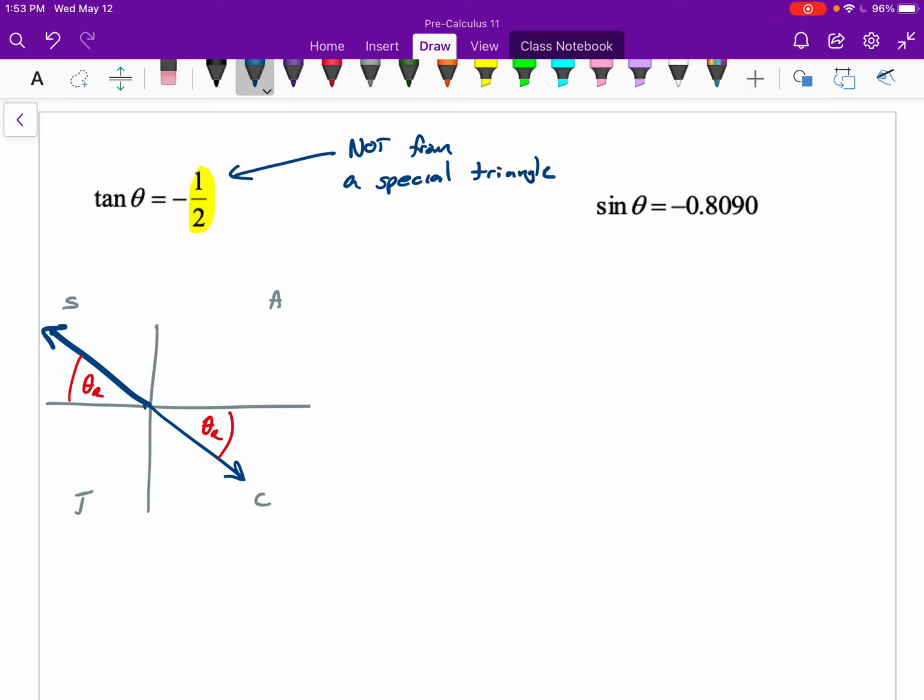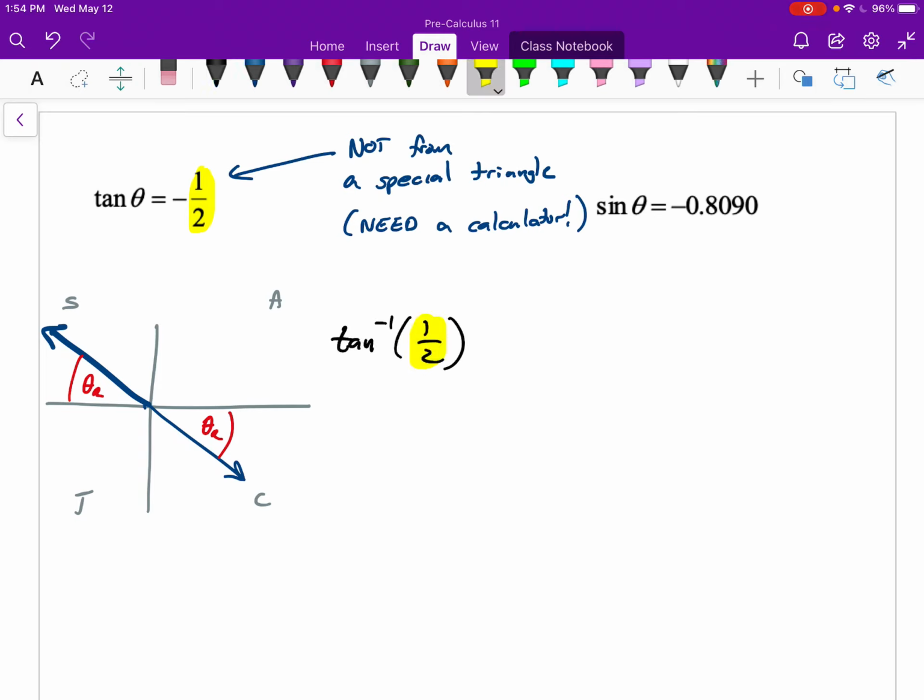And so at this point, we need to go to a calculator, like I said. So how do we use our calculator? Well, as usual, I don't really care about the negative anymore. All I care about is the 1/2. Where does tangent equal 1/2? So I go to my calculator and type in the inverse tan of 1/2.